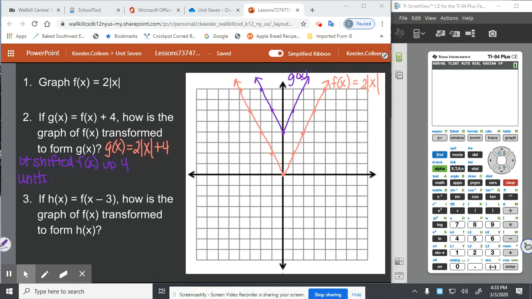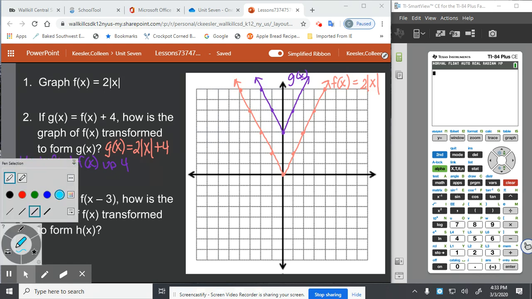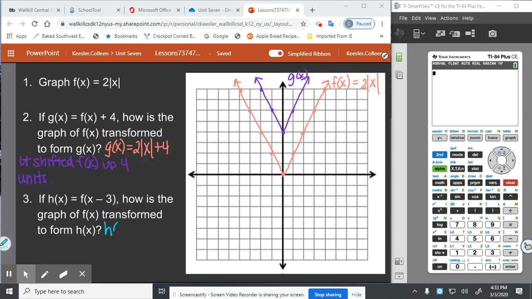All right. Then from there, it says if h of x is f of x minus 3, how is the graph of f of x transformed to form h of x? So now we have to rewrite h of x. Since f of x is 2 absolute value x, this is going to be 2 absolute value x minus 3, which tells us that it's going to shift it 3 units to the right because of that minus 3. So 3 units to the right would be here with the same slope. And that would be our h of x.